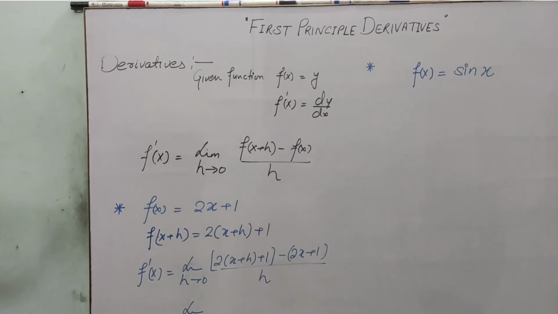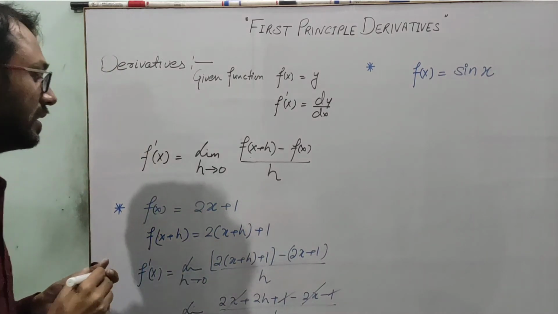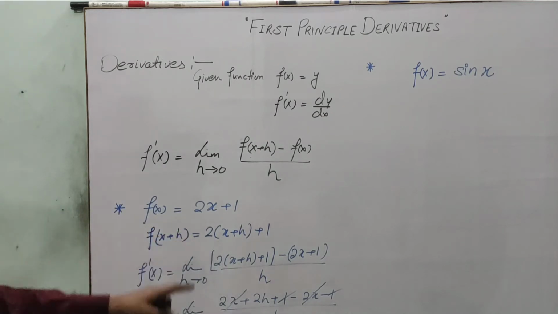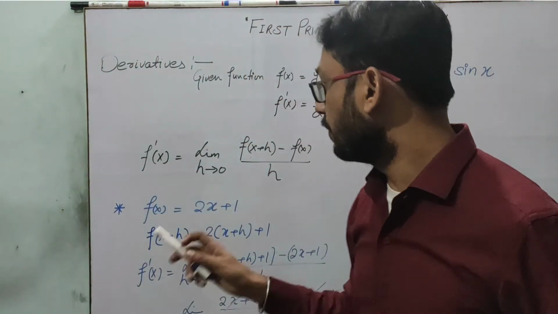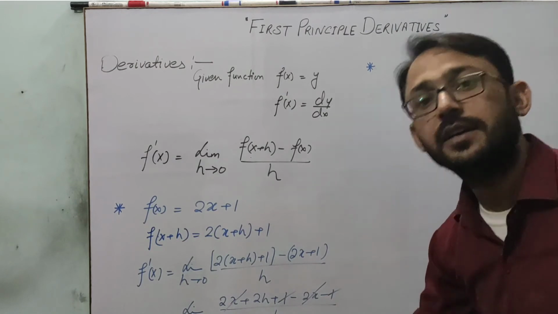Now let us open the bracket. Limit h tends to 0, (2x + 2h + 1 - 2x - 1) whole upon h. 2x to 2x gets cancelled, 1 to 1 gets cancelled. So it becomes limit of h tends to 0, 2h upon h. It will cancel, so the result is 2. That means the derivative of 2x + 1 will be 2.